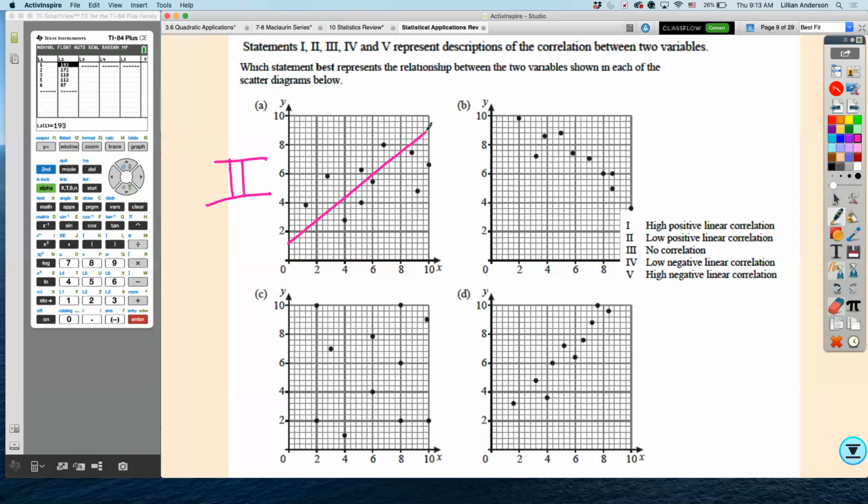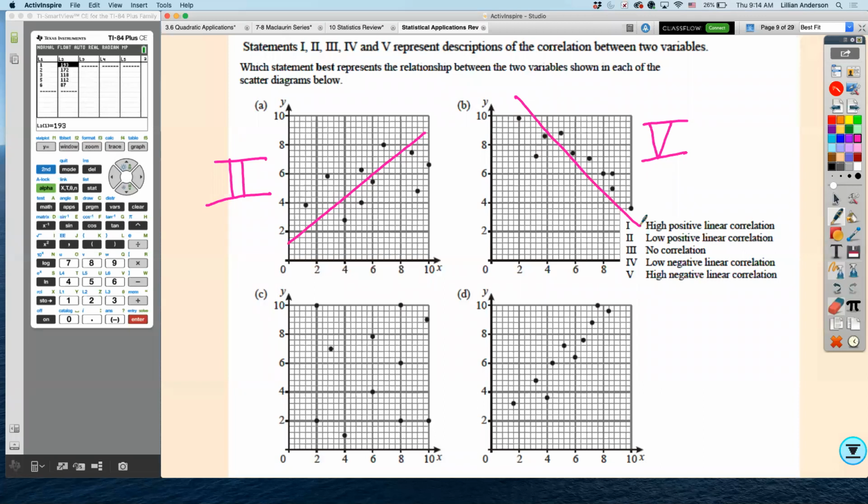Let's see for B. Julia, what'd you get? I put low negative. Okay. Remember, low would mean weak, which means that your data will actually be more spread out. And it looks like it's kind of squished in. So yes to the negative, but it's actually going to be high negative. Okay. If I were to draw my line of best fit, my data is very, very close to that line, unlike in 2, where it was a little bit more spread out.